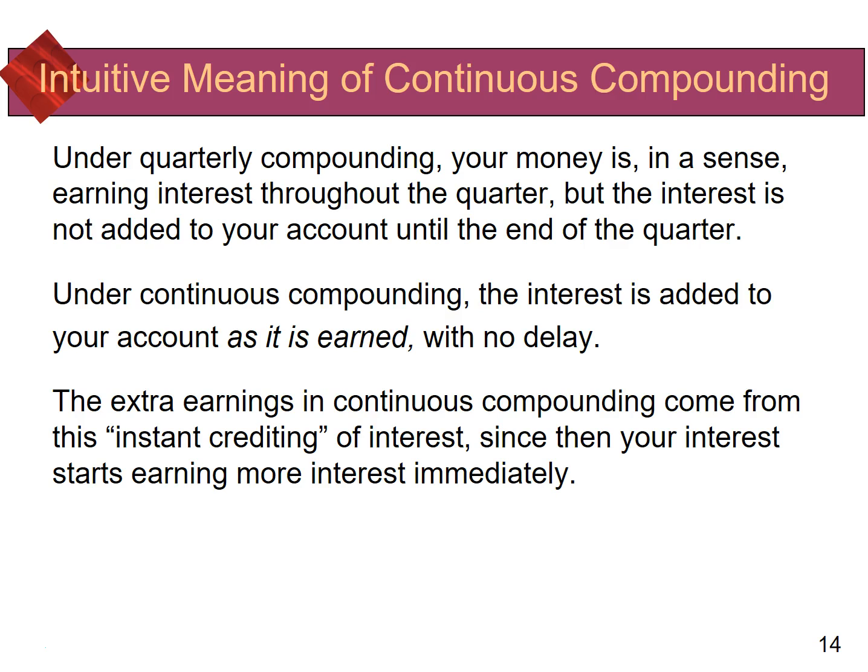So basically, they give you some of the intuitive meaning behind the continuous compounding. Under quarterly compounding, your money is, in a sense, earning interest throughout the quarter, but the interest is not added to your account until the end of the quarter. So basically, you have to go through the entire quarter. Your money is exactly the same, and at the very last day of the quarter, boom, it gets shot up.